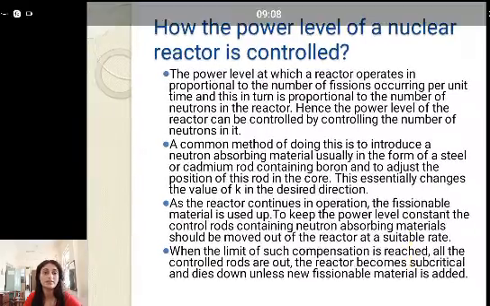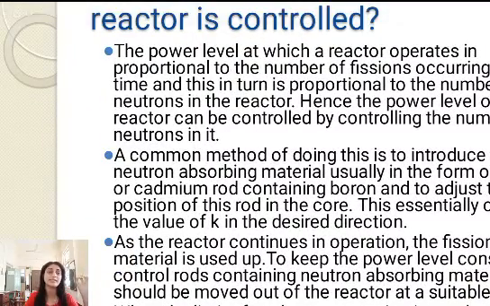So the power level at which a reactor operates is proportional to the number of fissions occurring per unit time, because in each fission you are going to get 3 neutrons and approximately 200 MeV of energy in the case of uranium-235. So the power level is proportional to the number of fissions, and in turn you can say the number of neutrons in the reactor. So if you want to control the power level of the reactor, you will have to control the number of neutrons in it.